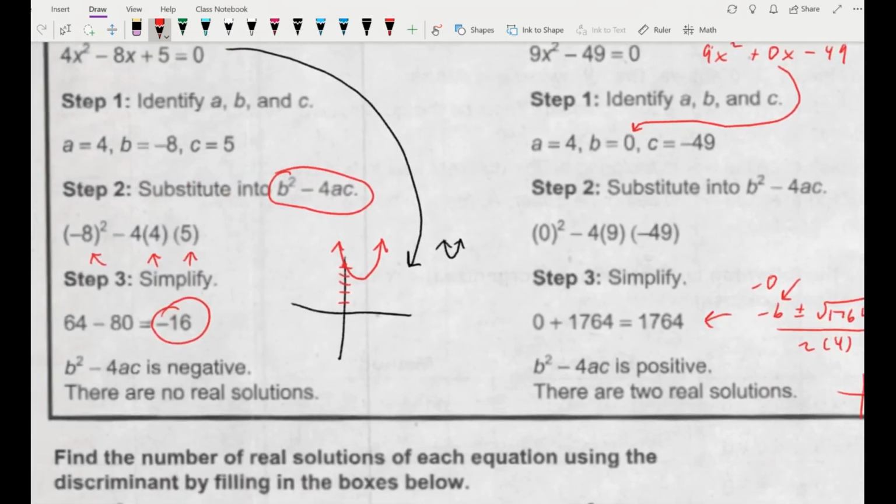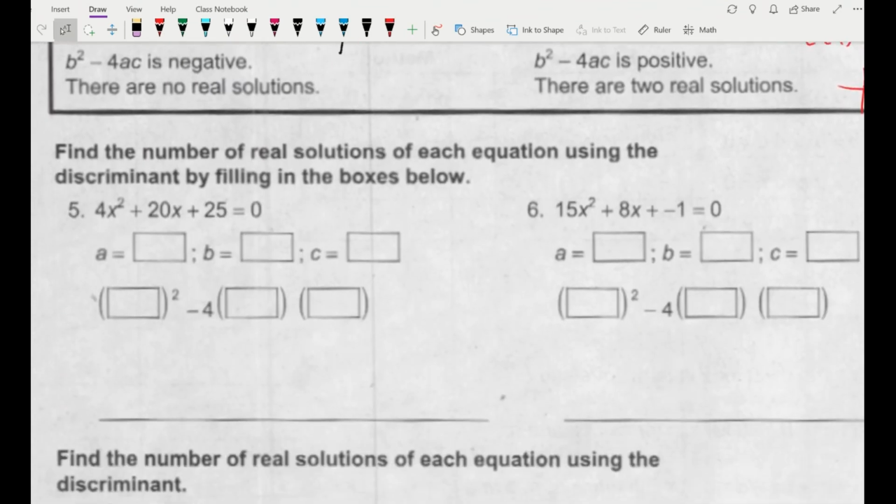Now we're just going to apply the discriminant for the rest of the homework. 4x squared plus 20x plus 25. We're not asking for the solutions. We're just saying find the number of solutions. Okay. A is 4, B is 20, C is 25. So b squared would be 20 squared minus 4ac, 4 times 4 times 25. 20 squared is 400 minus 4 times 4 times 25.